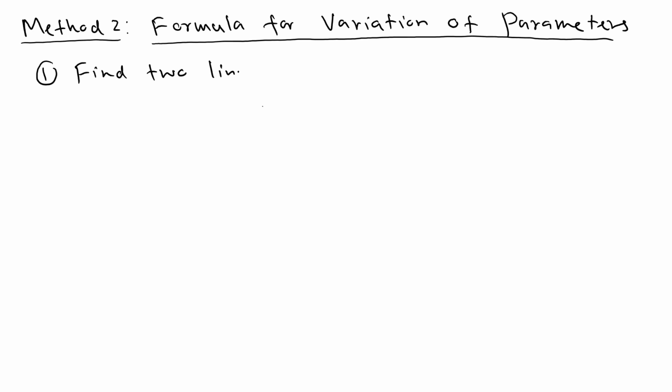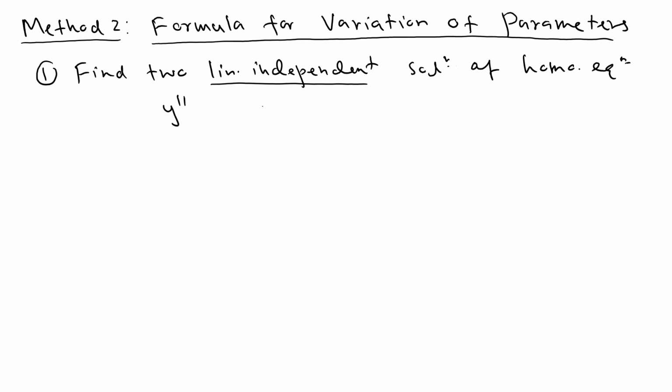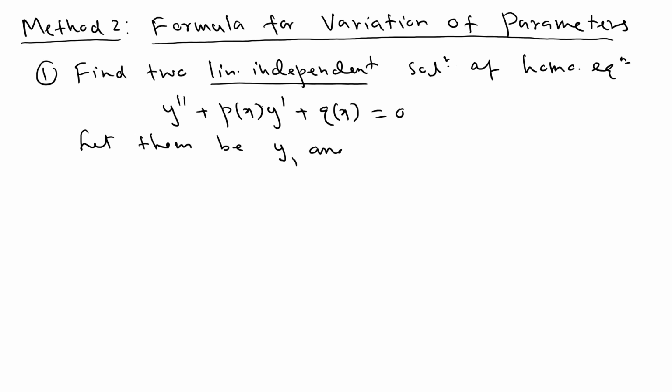Find two linearly independent solutions of the homogeneous equation, which is y double prime plus p(x) y prime plus q(x) y equals 0. Let them be y1 and y2, and then we're going to find a particular solution.